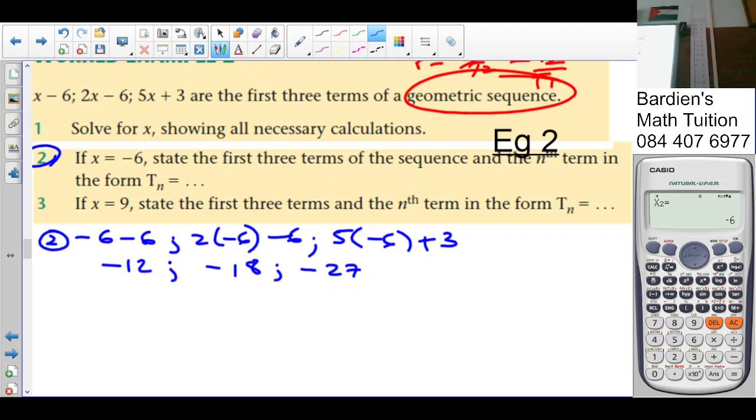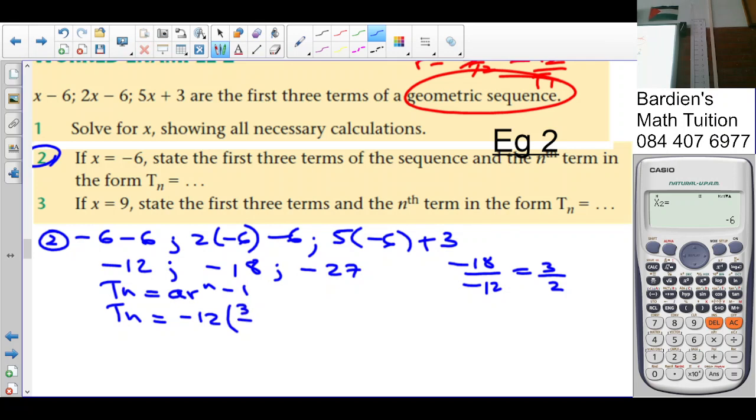So how do they want you to work out the general term? That would be Tn is equal to A R to the n minus 1. So Tn is equal to A, which is negative 12. What is R? How do I move from one term to the next? It will be minus 18 over negative 12, which is 3 over 2. Negative 27 over negative 18, 3 over 2. You all understand that? So that's going to be Tn equals negative 12 times 3 over 2 raised to the n minus 1.